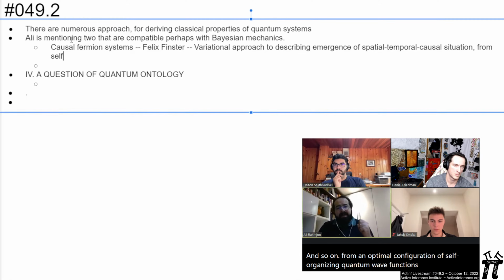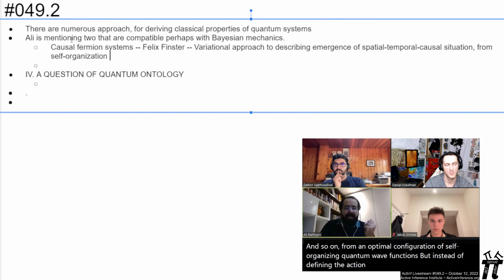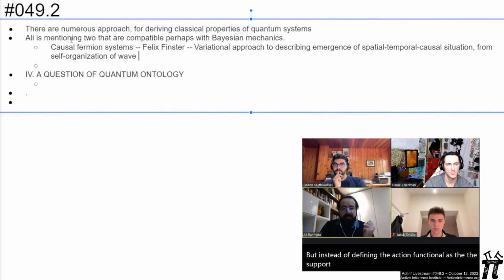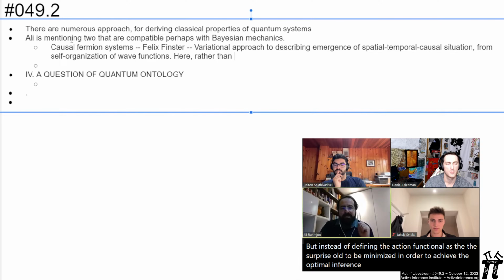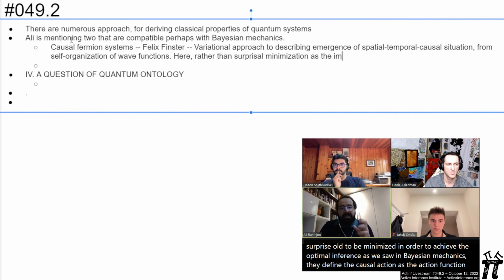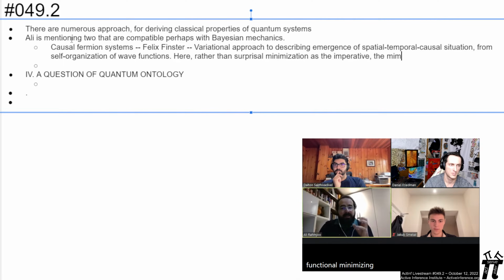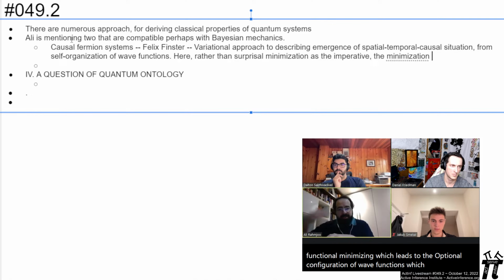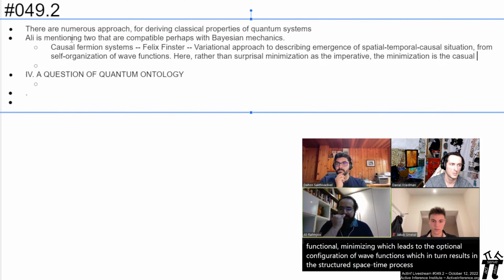But instead of defining the action functional as the surprisal to be minimized in order to achieve the optimal inference, as we saw in Bayesian mechanics, they define the causal action as the action functional minimizing, which leads to the optimal configuration of wave functions, which in turn results in the structured space-time properties.